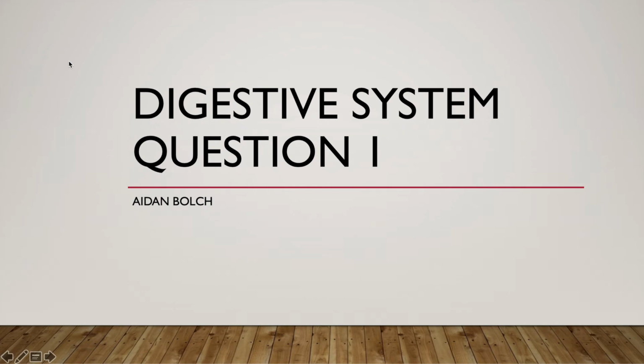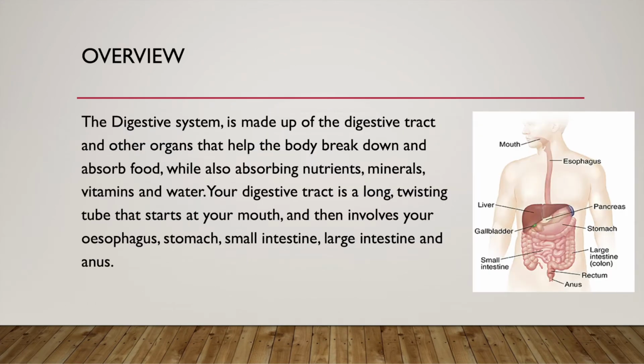The digestive system, question 1. The digestive system is made up of the digestive tract and other organs that help the body break down and absorb food, while also absorbing nutrients, minerals, vitamins, and water. Your digestive tract is a long, twisting tube that starts at your mouth and then involves your esophagus, stomach, small intestine, large intestine, and anus.